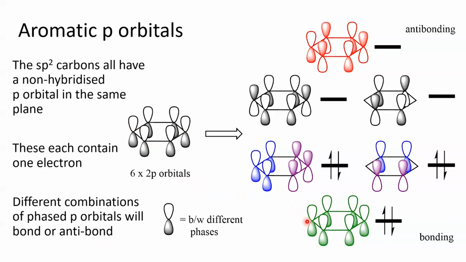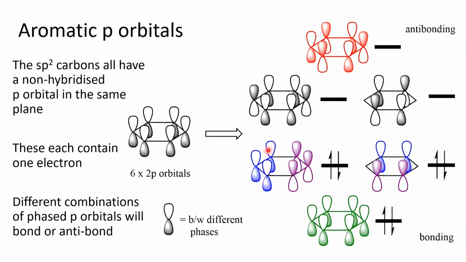We can have all of our p orbitals in exactly the same phase. All the positives and all the negatives are aligned together. Then we can move up, where we have, is that like a C2 inversion plane or a mirror plane? I don't think it's a mirror plane. Anyway, there is symmetry running down the middle.